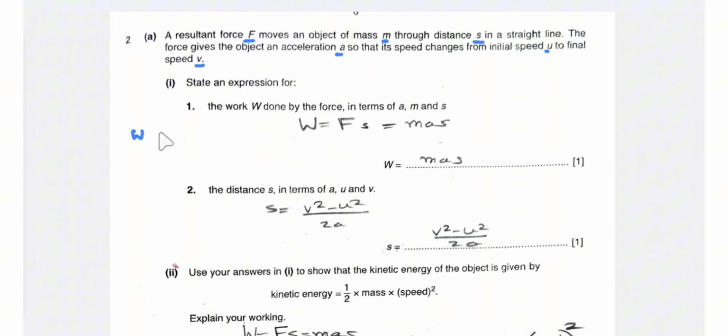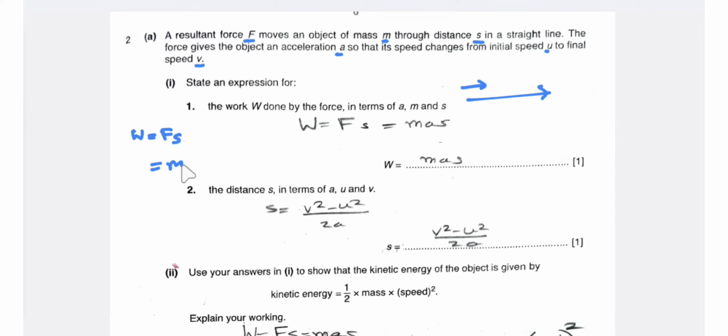We know that work done is equal to force and the distance moved in the direction of the force. For example, if the force is in this direction, the distance must be covered in this direction. So work done is equal to force into distance, and here we have given distance as s, so F s. And we know that force is equal to mass into acceleration.